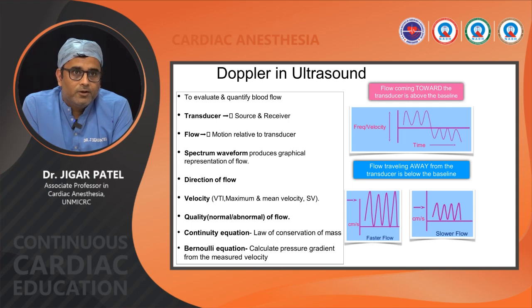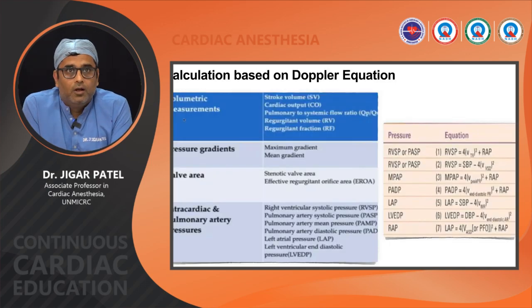And by applying the continuity equation, which is the law of conservation of mass, and the Bernoulli equation, you can calculate valve area and measure pressure gradient across any narrowing or regurgitation. So calculations based on this Doppler equation are of 4 types. First is the volumetric measurement. In volumetric measurement, you can calculate stroke volume, cardiac output, QP by QS ratio, and regurgitant volume and regurgitant fraction.